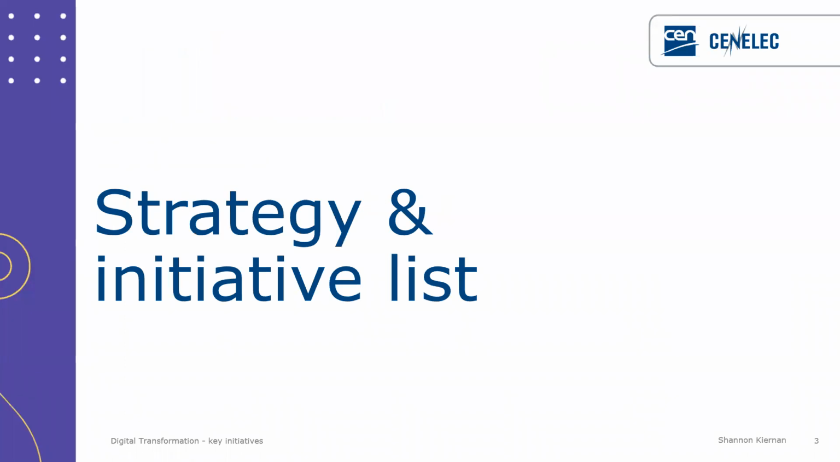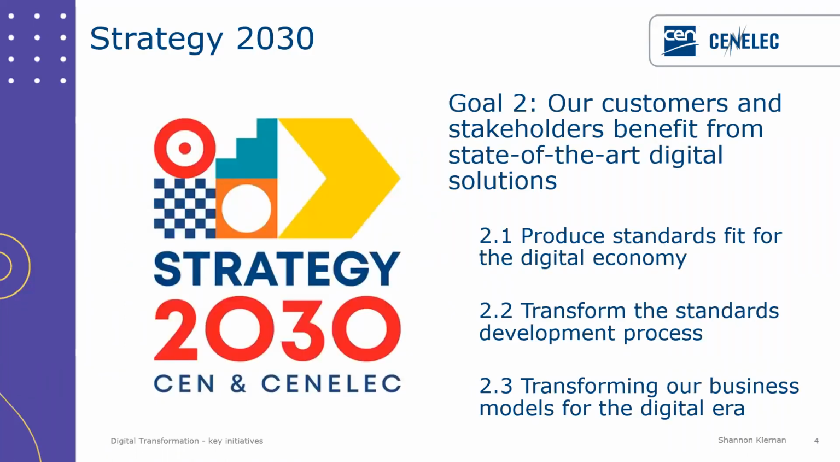Firstly, with the strategy and the list of initiatives. So perhaps you're aware of Strategy 2030. This was published earlier this year, and you can find it on Google very easily. Just type in Strategy 2030 SEN and Senelec, and there's a long document there that you can read much more about this. The point that I want to highlight for you is Goal 2, which is part of that. It says, our customers and stakeholders benefit from state-of-the-art digital solutions.